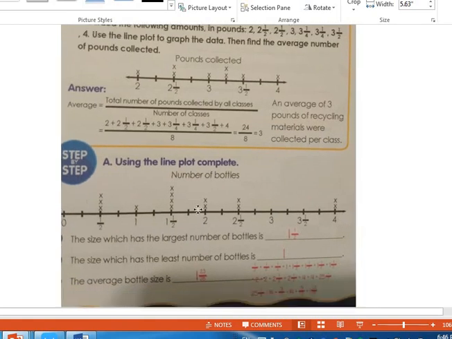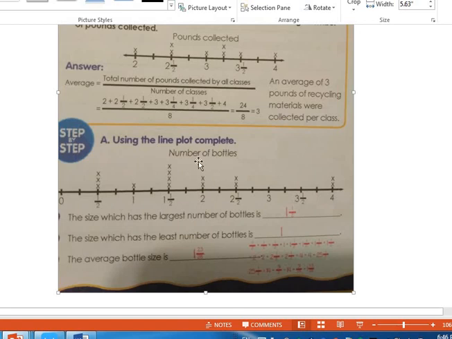Okay, using the line plot, complete. I have here the number of bottles in the line plot. The size that has the largest number of bottles is, what do you see? Yeah, 1.5, because it has how many? 1, 2, 3 and 4. So this is the size which has the largest number of bottles, right? The size that has the least number of bottles is 1, because it has just one X above it.